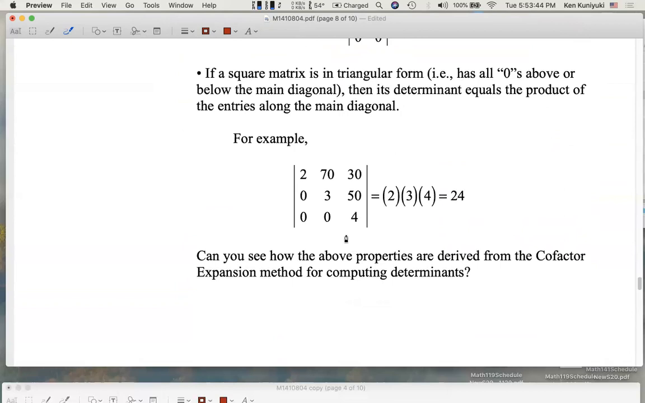And if you have a matrix in triangular form, either upper triangular or lower triangular, then the determinant is the product along the main diagonal. In this case, 2 times 3 times 4, or 24. Does not matter what these are. And it makes sense because if you were to do cofactor expansion, it would be plus the 2 times plus 3 times positive 4. 2 times 3 times 4.